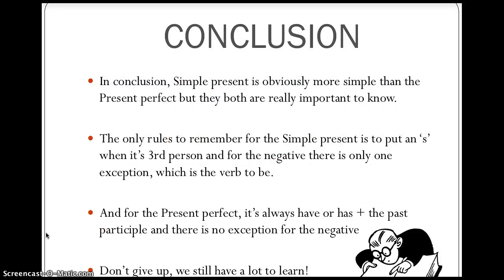In conclusion, the simple present is obviously simpler than the present perfect, but they are both really important to know. The only rules to remember for the simple present are to put an s when it's third person, and for the negative there is only one exception, which is the verb to be. And for the present perfect, it's always have or has plus the past participle, and there is no exception for the negative. Don't give up, we still have a lot to learn.